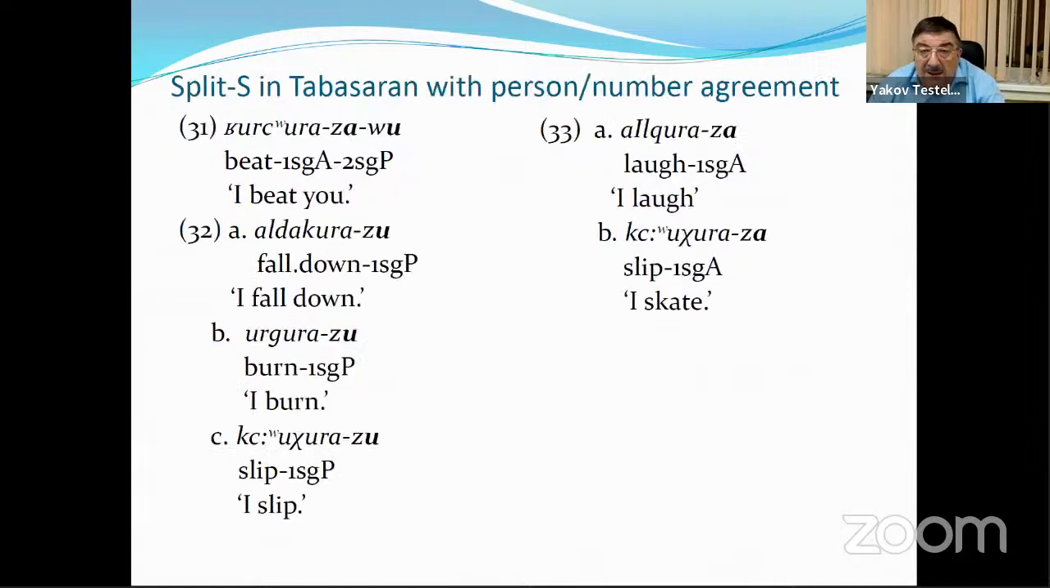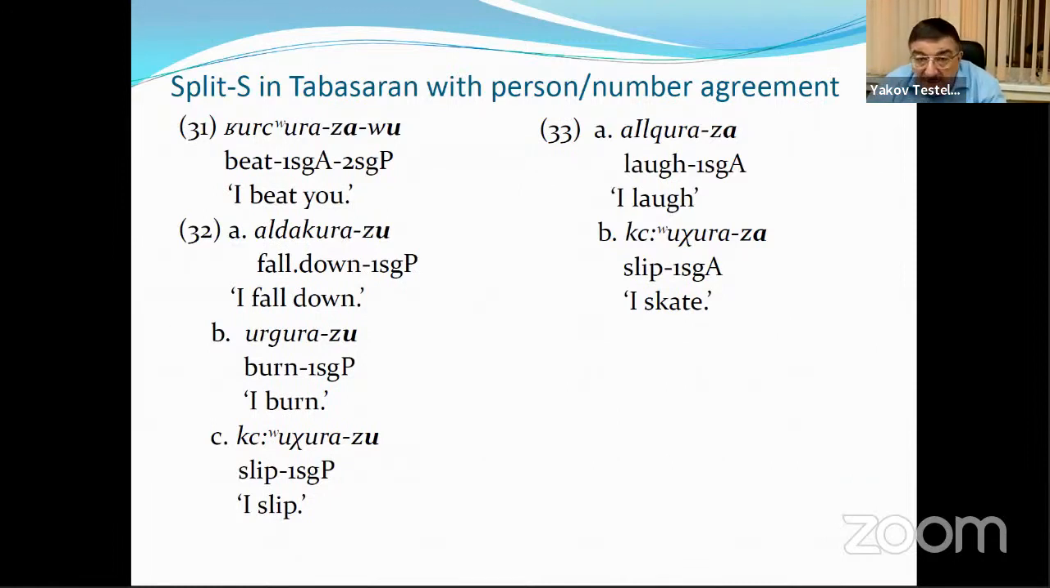Okay, split S in Tabassaran is better known. It was discovered by Alexander Magometov in the 1950s. It occurs with person number agreement. Cases and gender number agreement in Tabassaran are ergative, but split S occurs with person number agreement.